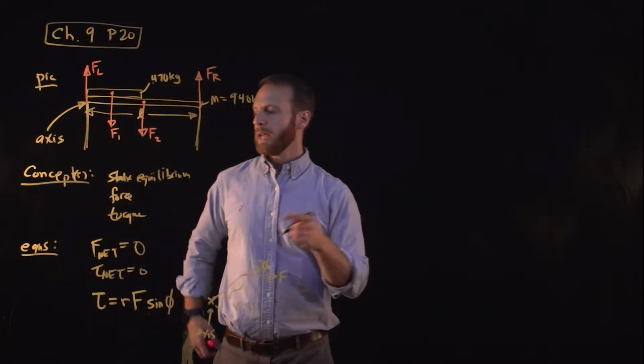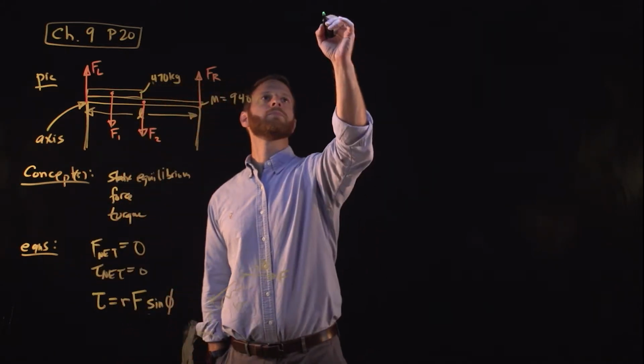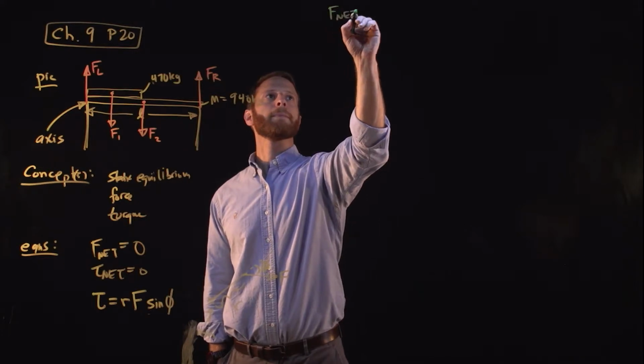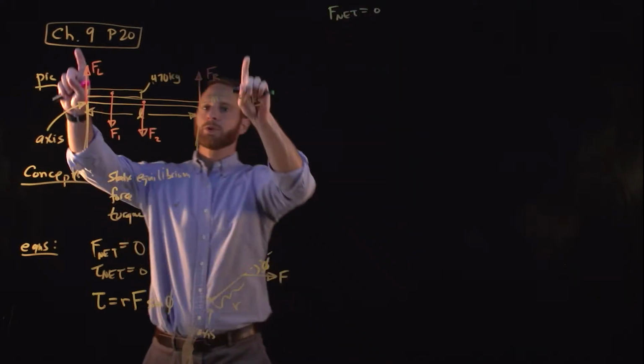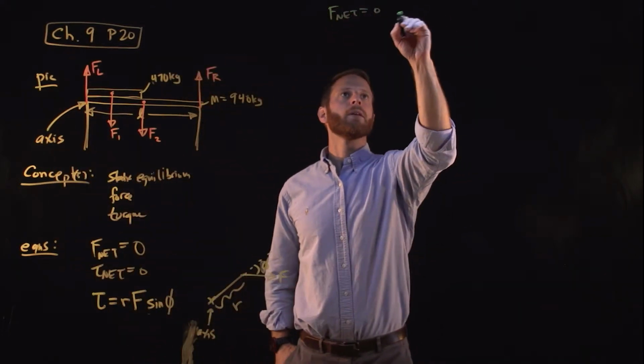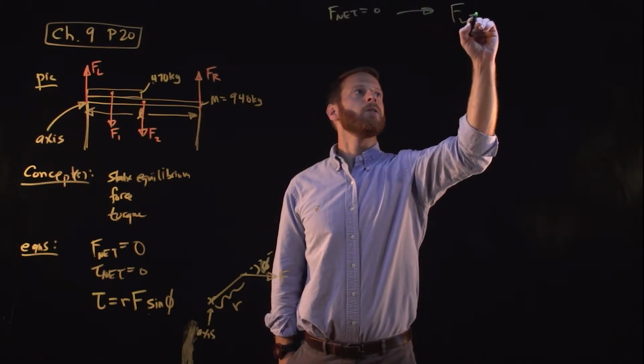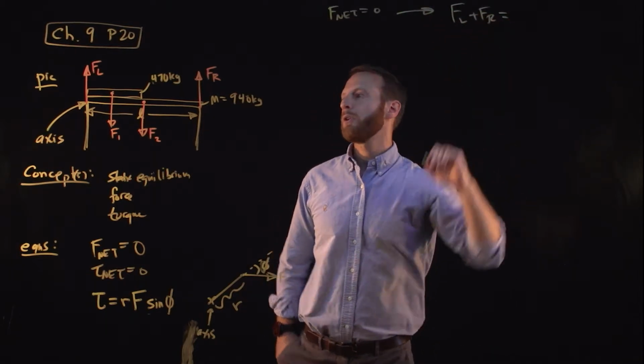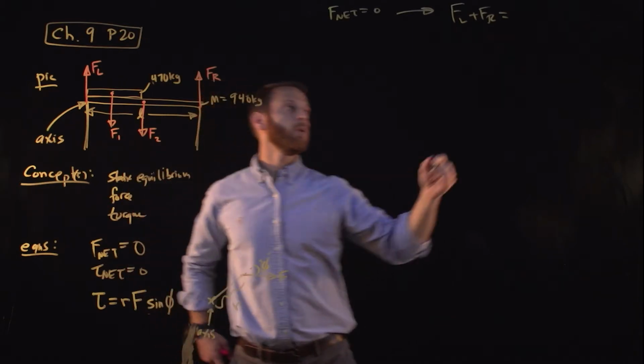Okay. The net force being 0 tells us that all the forces going up, the sum of them, FL plus FR, should be equal to all the forces pointing down. That's F1 plus F2.